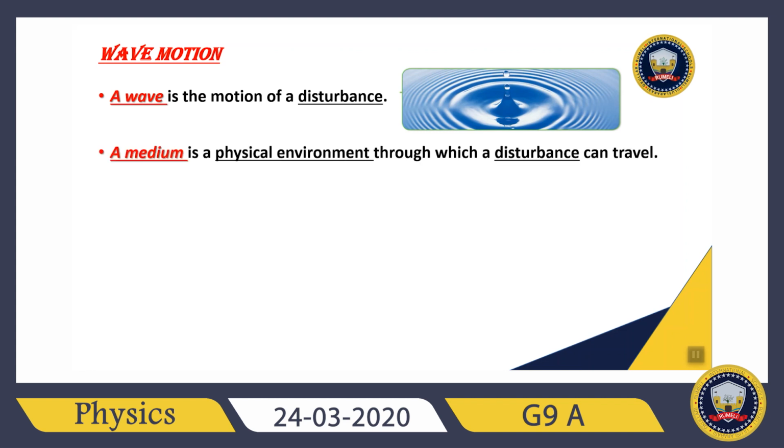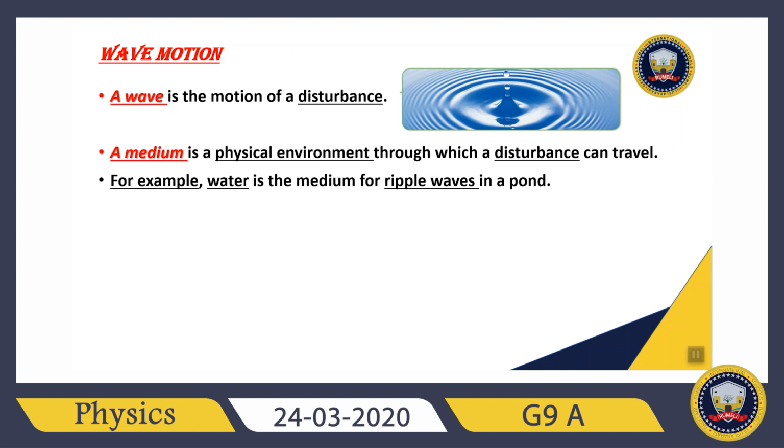So a medium is a physical environment through which a disturbance can travel. For example, in this picture, the water is the medium for the ripple waves in a pond. But now the question is, do all waves need a medium to travel through?